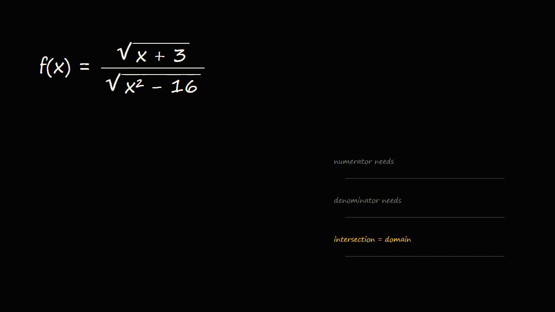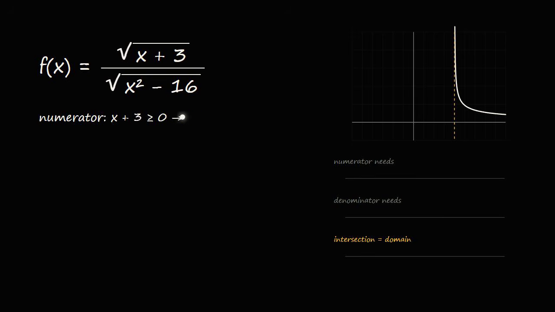This is the trickiest case of all: a square root on the top and a square root on the bottom. F of x equals the square root of x plus 3, all divided by the square root of x squared minus 16. Since there are two separate radicals, we have to solve two separate conditions and then find where they overlap, where both are true at the same time. First, the numerator. X plus 3 must be greater than or equal to 0, which gives x greater than or equal to negative 3. Second, the denominator.